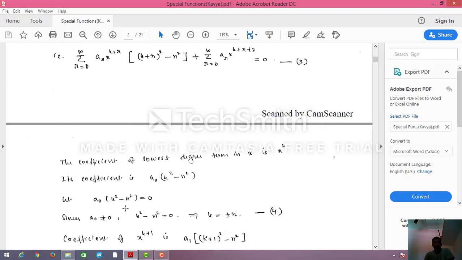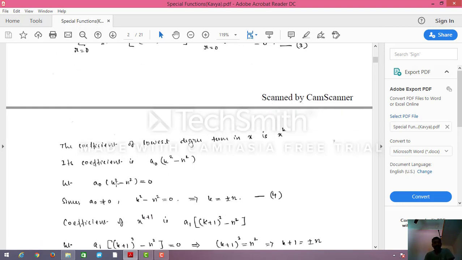So now, a naught into k square minus n square equal to 0. Here a naught is not equal to 0 according to the Frobenius method. Then the only possibility is k square minus n square equal to 0, and then k equal to plus or minus n.